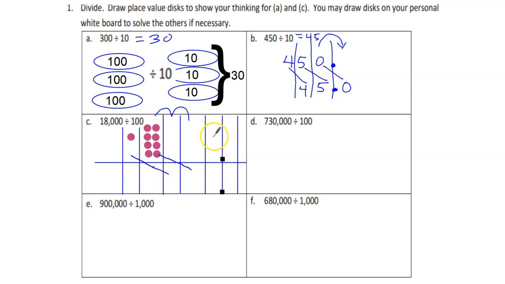All right? So my 8,000 divided by 10 and then divided by 10 is going to become 8 tens. And my 1 ten thousand is going to be divided by 10 and then divided by 10 and is going to become 100. So 18,000 divided by 100 is 180. It's equal to 180.